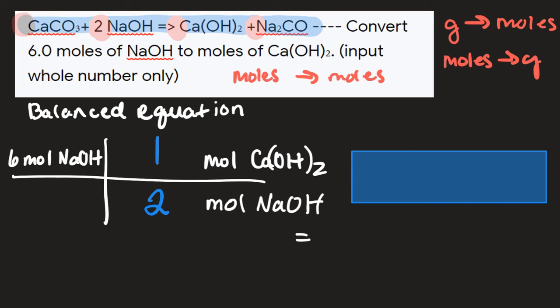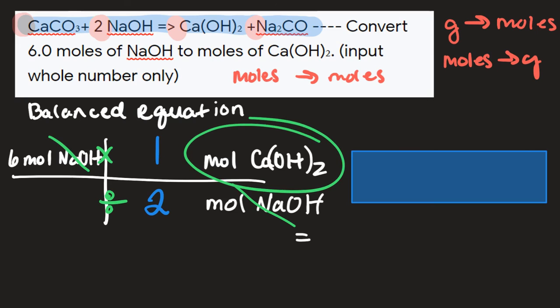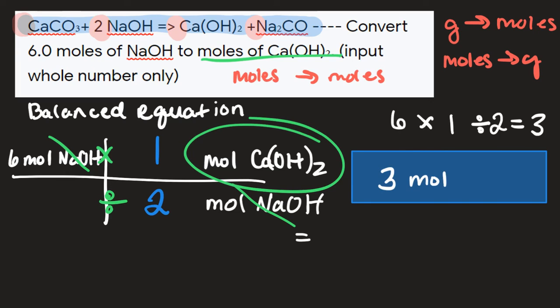Last step, just like we always have been doing, multiply across, divide on the bottom. Everything that's the same on the top and bottom cancels out. You're left with moles of calcium hydroxide, which is what you're trying to solve for. Whenever we put this in the calculator, we get 6 times 1 divided by 2, and we should get 3. So we got 3 moles of calcium hydroxide.